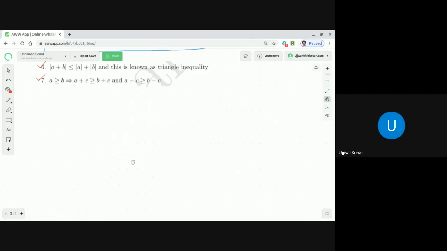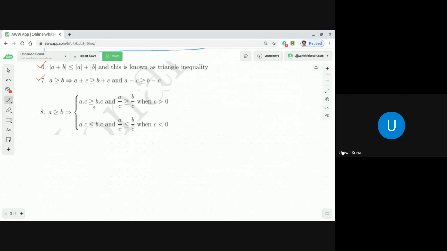Okay, dear students, please look into it. The eighth property, as you see: if a is greater than equal to b, then we can conclude that a into c should be greater than equal to b into c, and a by c should be greater than equal to b by c when c is greater than 0. We have discussed the same thing in a different form earlier, correct, dear students?